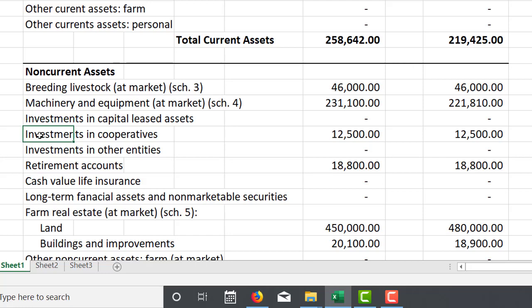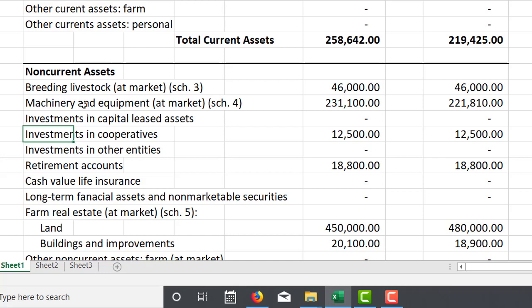So this is a thing that you oftentimes see on a farm balance sheet. A lot of farms own stock in cooperatives, meaning they are members of cooperatives. I have some videos on cooperatives. I'll see if I can put one of those fancy YouTube links up here somewhere if you just want to go watch a video on cooperatives and kind of learn how they work.